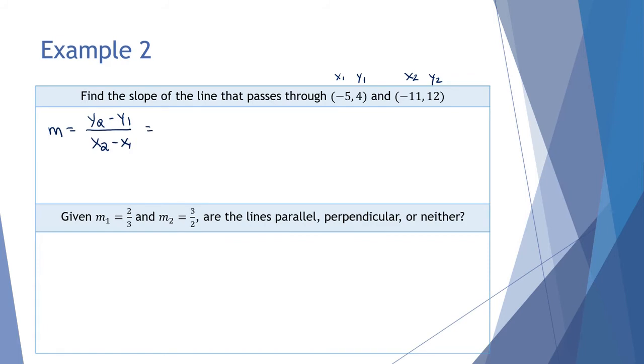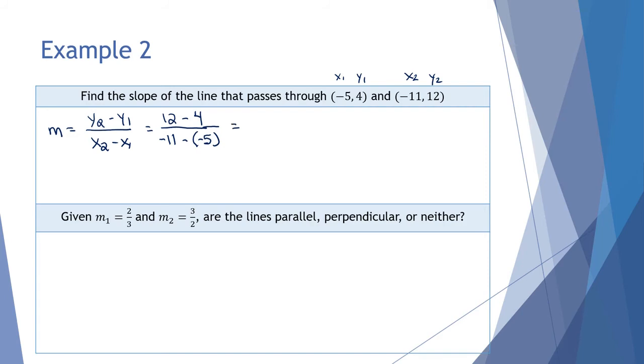Now I'm going to plug in these numbers. y2 is 12 and y1 is 4, so I have 12 minus 4 on the top. Then x2 is -11 and x1 is -5. Because I'm subtracting a negative, I'm going to put that in parentheses. It's really important that you're subtracting these in the same order. If you mix it up and you subtract the y's in a different order than the x's, then your value is not going to be correct.